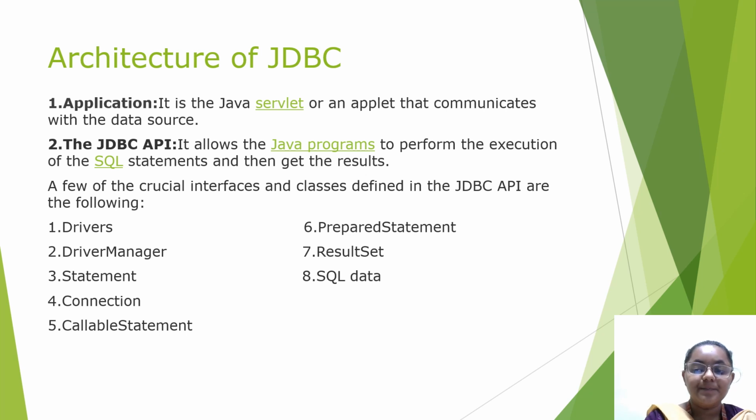Architecture of JDBC. The application is the Java servlet or an applet that communicates with the data source. The JDBC API allows the Java programs to perform the execution of the SQL statements and then get the results. A few of the crucial interfaces and classes defined in the JDBC API are the following: drivers, driver manager, statement, connection, callable statement, prepared statement, result set, SQL data.